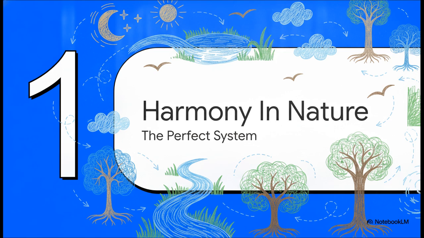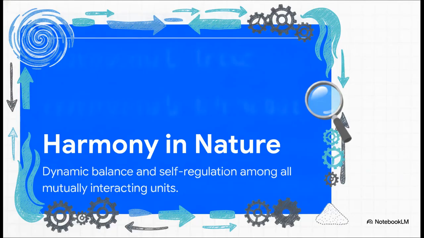All right, section 1, harmony in nature, the perfect system. Okay, let's dive right into this by defining the very baseline of our natural system. Because what do we actually mean when we say nature? When we talk about nature, we're really talking about the aggregate of all mutually interacting units. Literally everything, from the smallest grain of sand to the largest galaxy. And the defining characteristic of this massive collection? It's harmony. Harmony in nature is the dynamic balance and self-regulation among all of these units. Basically, nature operates on a perfect cause and effect system. It isn't random chaos. It's an infinitely complex, self-regulating machine.